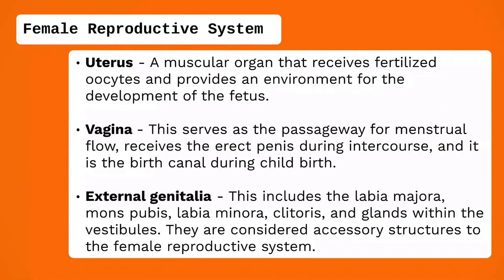Our uterus is a muscular organ that receives fertilized oocytes and provides an environment for the development of the fetus. The vagina serves as a passageway for menstrual flow, receives the erect penis during intercourse, and it is also the birth canal during childbirth. Finally, we have your external genitalia. This includes the labia majora, mons pubis, labia minora, clitoris, and glands within the vestibules. They are considered accessory structures to the female reproductive system.